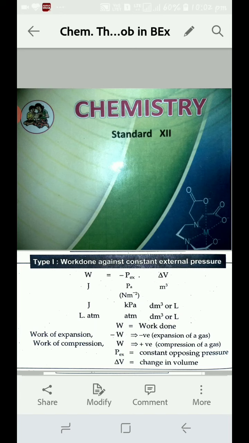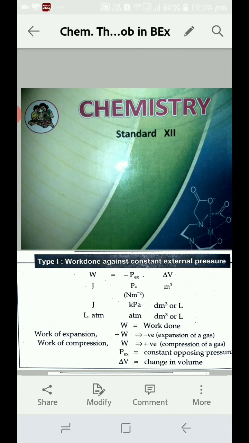Then there is the sign convention. If there is an expansion of gas, the sign of work done is negative, because work is done by the system. And for compression of gas, the work of compression is shown with a positive sign, because work is done on the system. So these are the sign conventions.